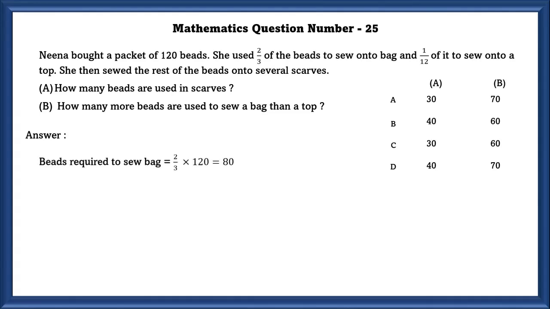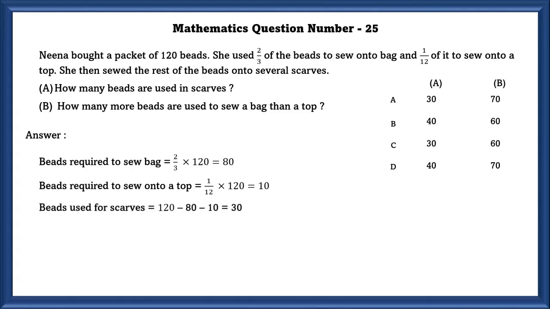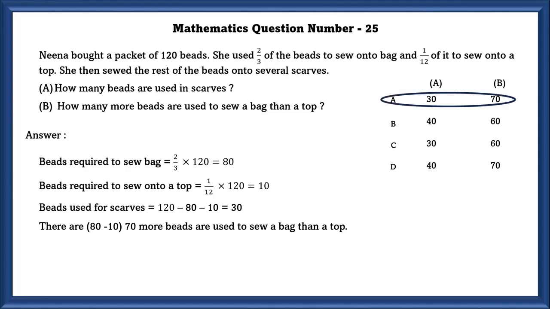Beads required to sew a bag is equal to 2 by 3 into 120, which is equal to 80 beads. Beads required to sew on a top is equal to 1 by 12 into 120, which is equal to 10. Beads used for the scarves is equal to 120 minus 80 minus 10, which is equal to 30. There are 80 minus 10, that is 70 more beads used to sew a bag than a top. So the option that is correct is A.